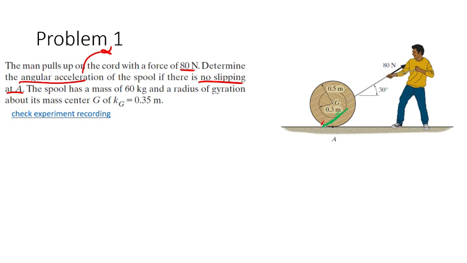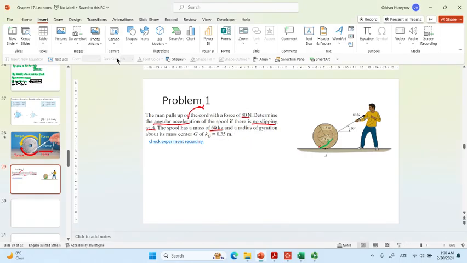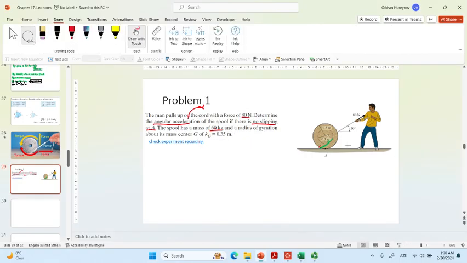The spool has a mass of 60 kg and a radius of gyration about its mass center G of 0.35 meters. There is a small change needed in this force. There is a small error. First, let me erase this part.